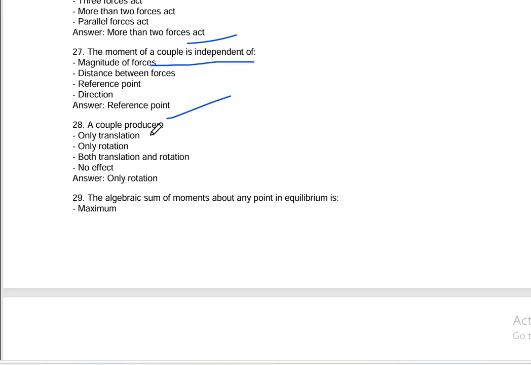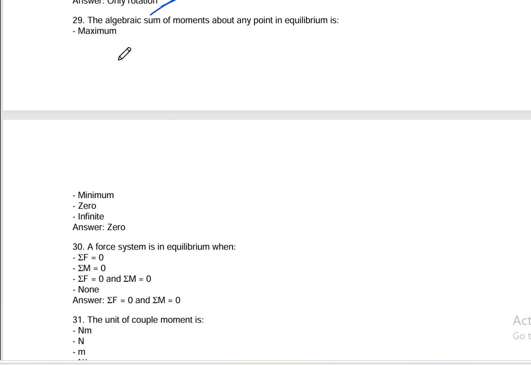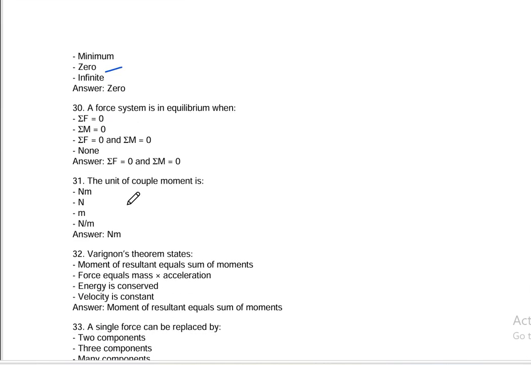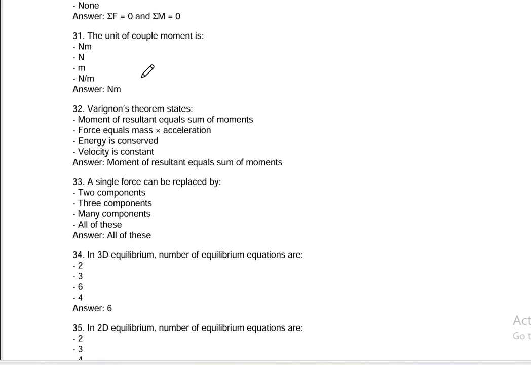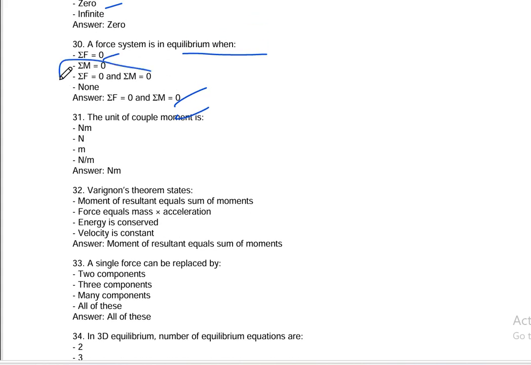Question 28. A couple produces what? Only rotation. 29. The algebraic sum of moments about any point in equilibrium is 0. Question number 30. A force system is in equilibrium when the summation of all forces is equal to 0. And always remember, in equilibrium the moment is also 0. So moment and force both are 0, so that is the right answer.